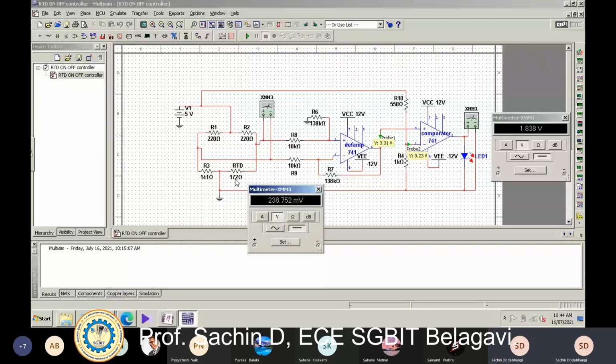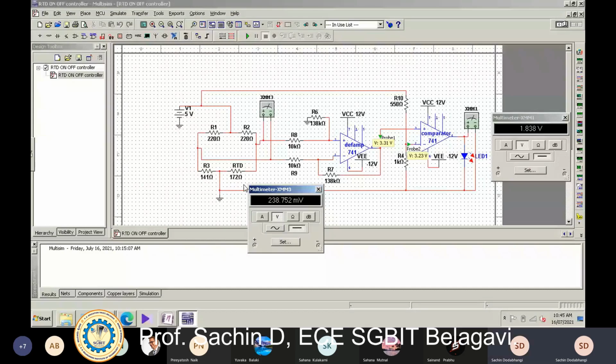For 100 degrees centigrade, the RTD resistance is 171. So I have taken more than that, 172 ohm, that is 101 degree centigrade. So the resistance is 172 ohm, and here the LED is on.